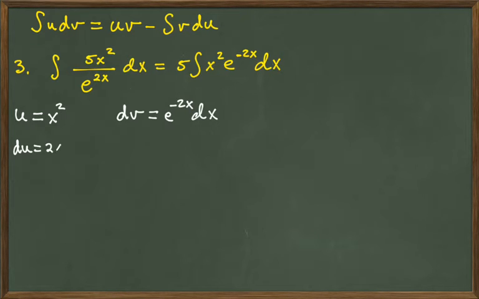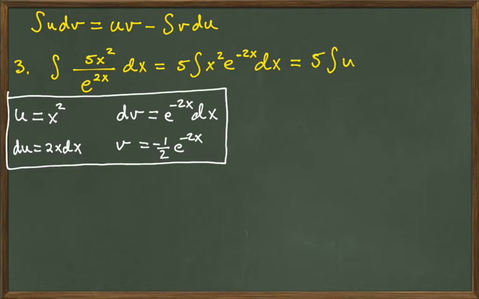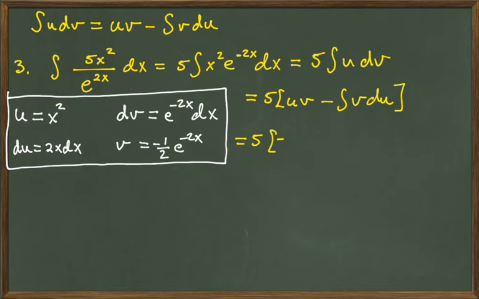Differential du is 2x dx. And then v will be negative 1/2 e to the negative 2x. Okay, so this is going to be 5 integral of u dv. So we have that correct, and so we can apply the integration by parts formula, which is going to be 5 times uv minus the integral of v du. So it's going to be 5. u is x squared. v is the negative 1/2 e to the negative 2x.